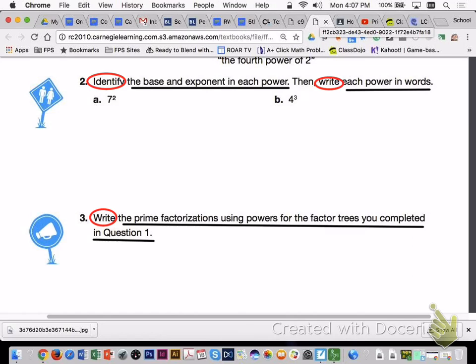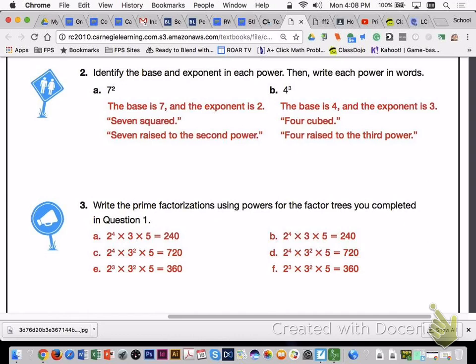Please answer number 2 and number 3 with your group. For number 2, letter A, the base is 7 and the exponent is 2. One way to say it in words is 7 squared. For letter B, the base is 4, the exponent is 3, and one way to say it in words is 4 cubed.